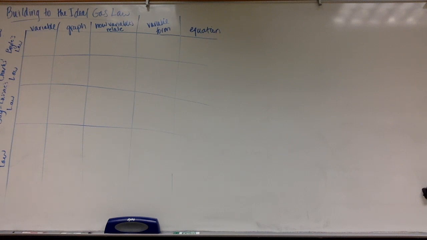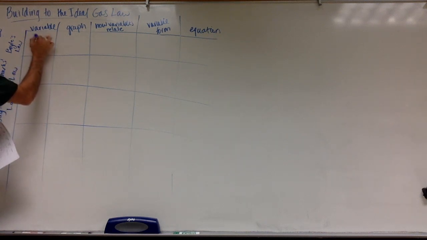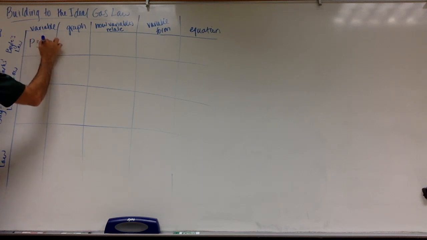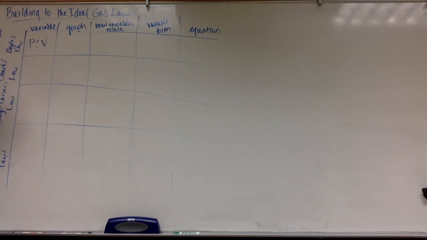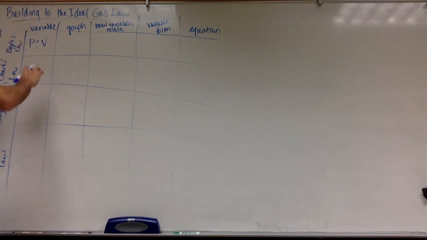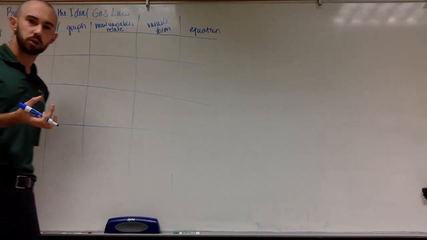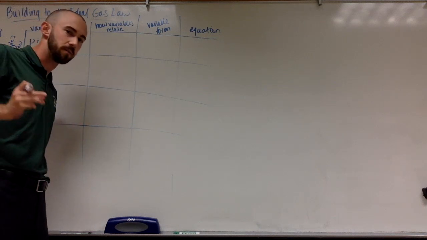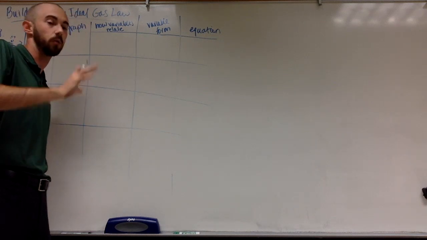So first up, Boyle's Law. What variables does it deal with? This one is pressure and volume, which means that temperature and number of molecules are going to be held constant in this. So you can think of this as kind of like a closed tube or a closed syringe where you can push on one end, you can make it squeeze tighter.